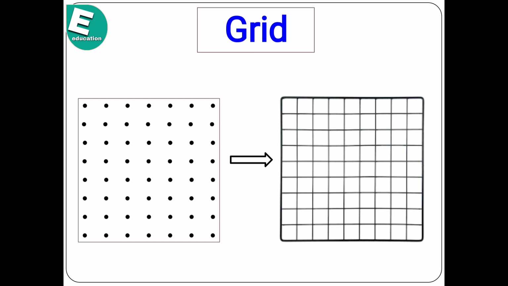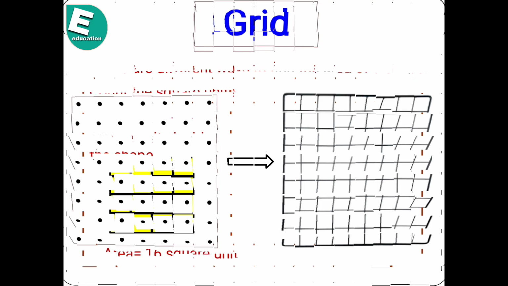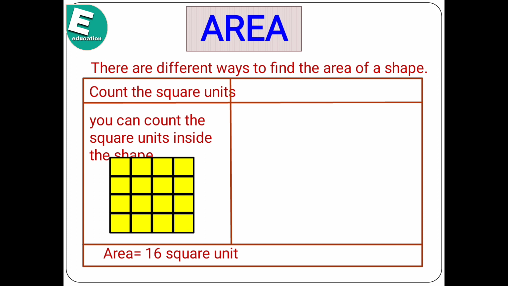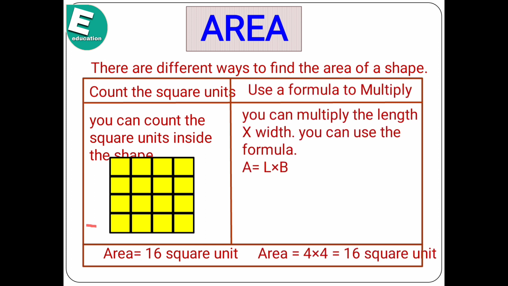Now move back to area. There are different ways to find the area of a shape. The first way is to count the square units, in which you can count these grid squares inside the given shapes. On counting the squares, here you will get 16 square units. And the other method to find the area is by using a formula. Here you can multiply the length by width, which is already given. 4 into 4 is equal to 16 square units.